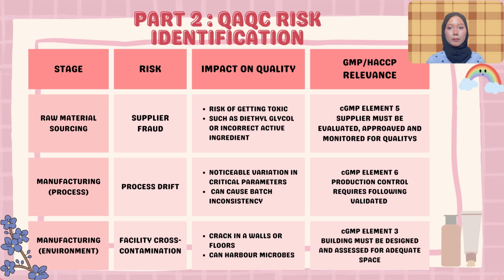To conclude my part, QAQC risk identification is important to ensure the herbal lipstick produced is safe, consistent, and high quality by identifying risks in raw material sourcing, manufacturing process, and manufacturing environment. The company can apply proper GMP and HACCP controls to prevent contamination, inconsistency, and product failure. This helps protect consumers and maintain product quality standards. That's all from me. Thank you.